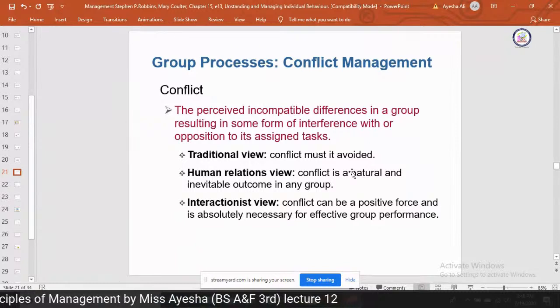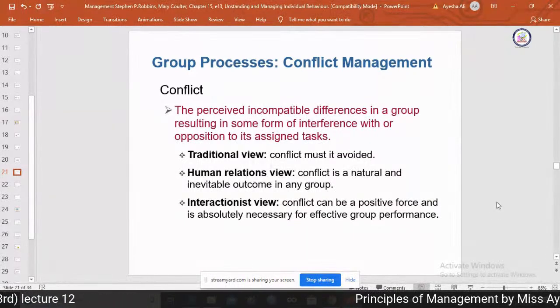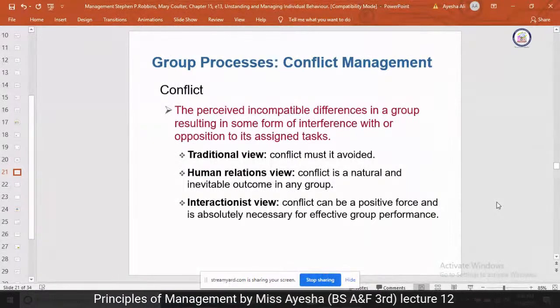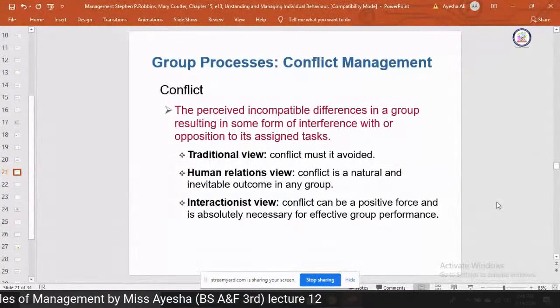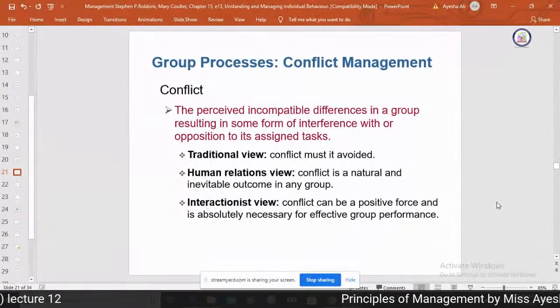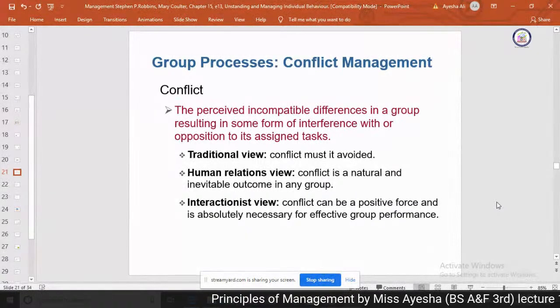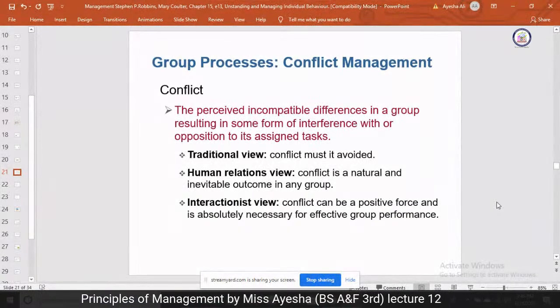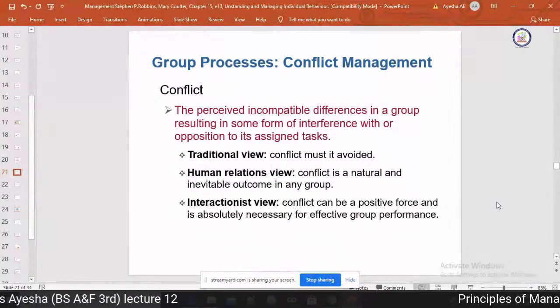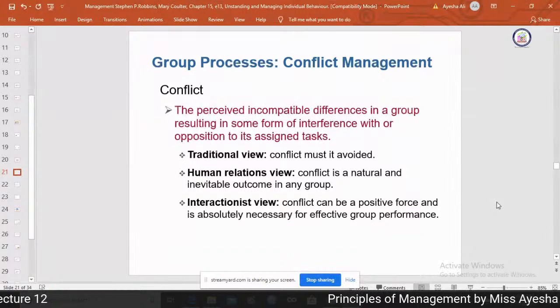The human relations view is that conflict is natural and unavoidable. In any group it is a natural thing. It happens in any group at any cost, so we cannot avoid it. We are human. We cannot agree with everyone and with every opinion of another person.